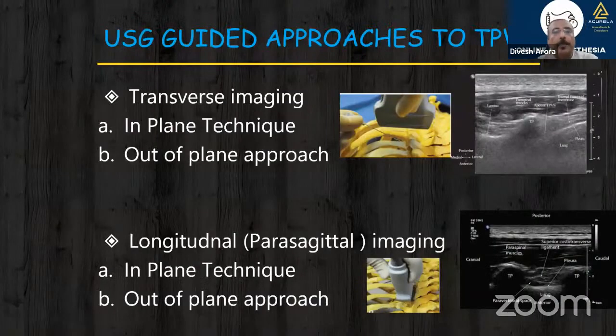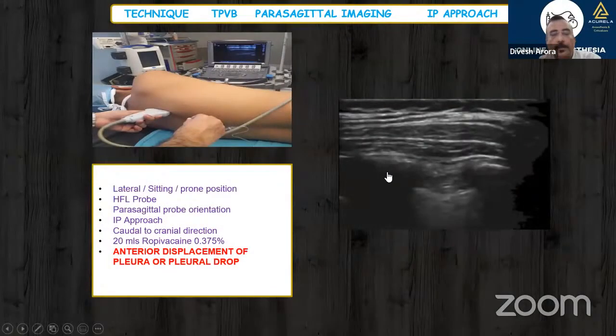So how do we actually do this block? There are two approaches which have been described in literature. You can image this space in the transverse imaging or in the longitudinal parasagittal imaging. The main target would be to identify the superior costotransverse ligament, and anterior to that is the pleura. In both imaging techniques, we can do an in-plane as well as out-of-plane approach. I'll discuss the approaches normally used by me and tell you the advantages and disadvantages. The approach normally used by the majority of regional anesthetists is the parasagittal imaging of the thoracic paravertebral space, and we use an in-plane approach.